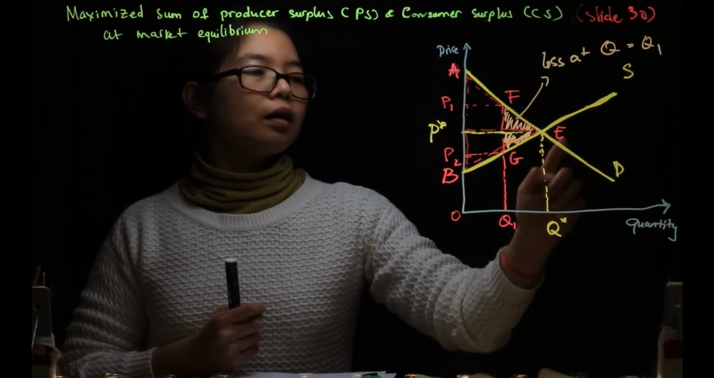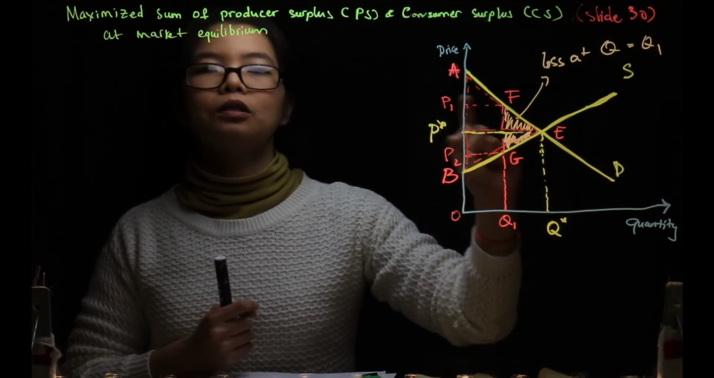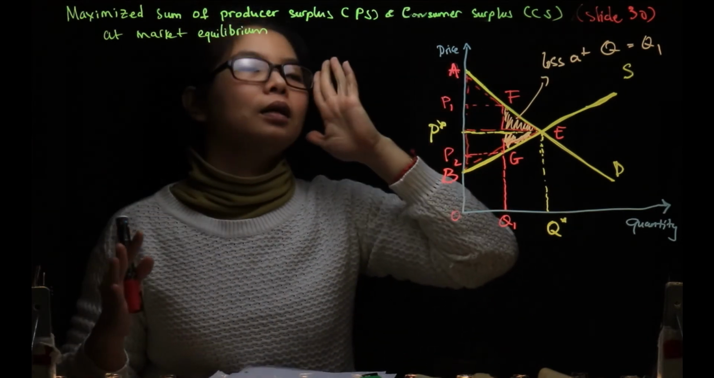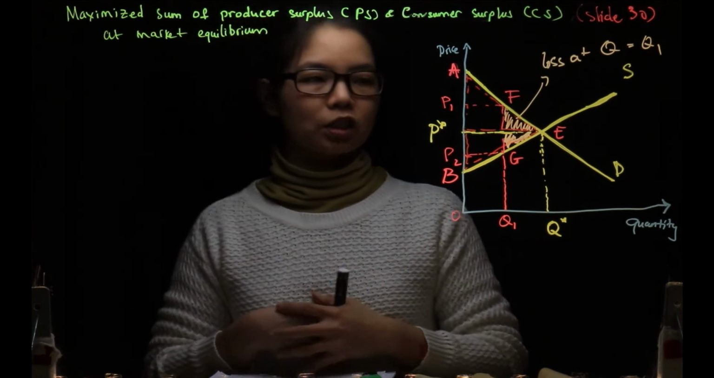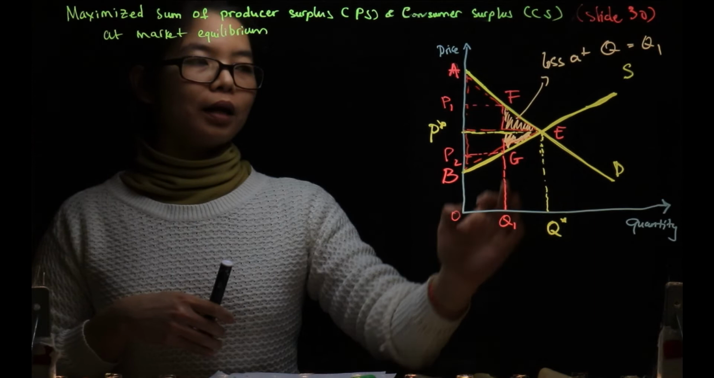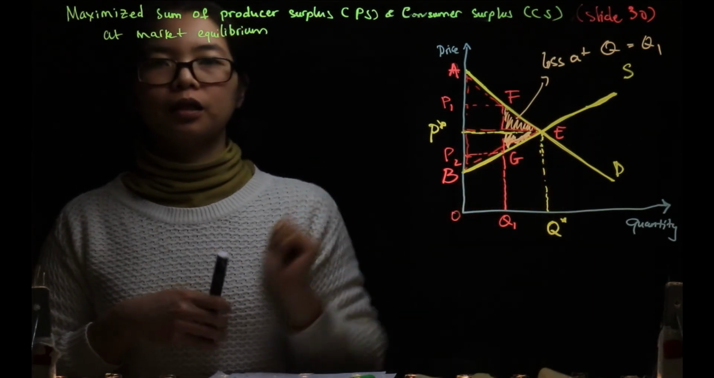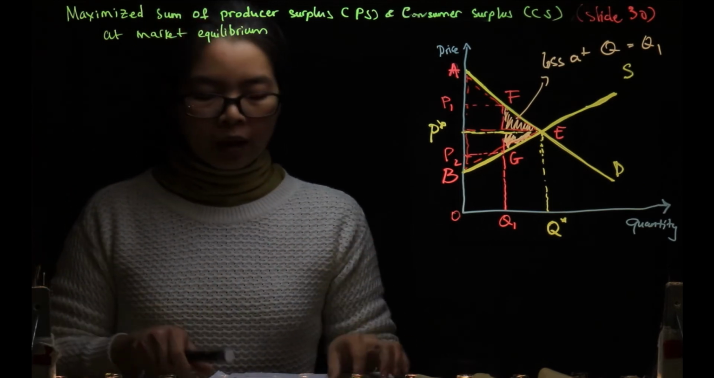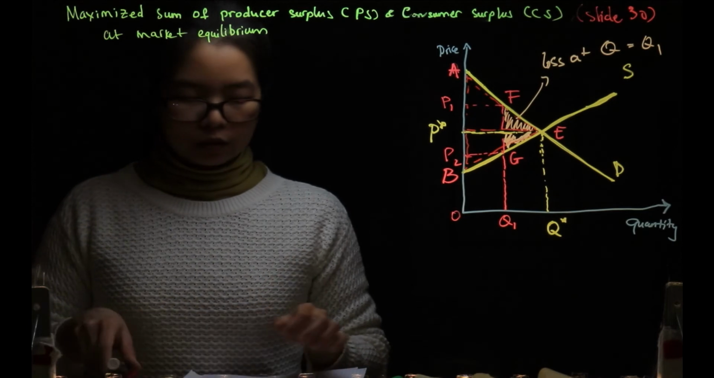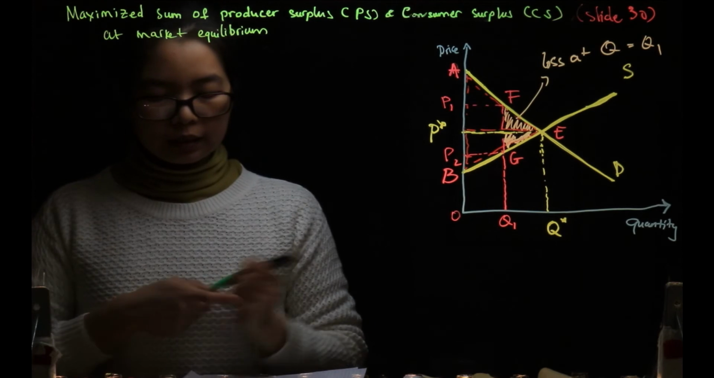So only at the market equilibrium E, these two areas together are the largest. Graphically, we know that the sum of the surplus is largest there. On the other hand, if it's somewhere at Q1, then we have a loss of F, E, G. That's what's said on the slide. I'll show you mathematically the proof that this is indeed the case.